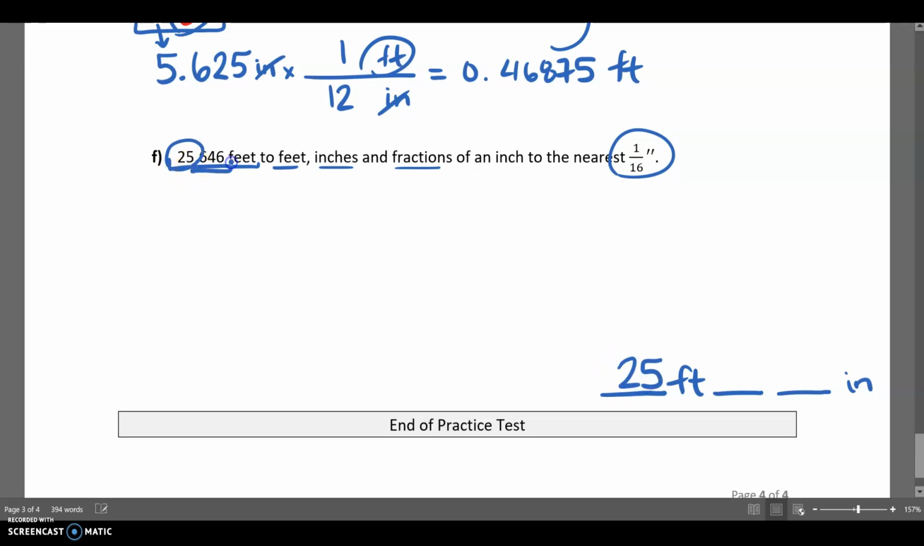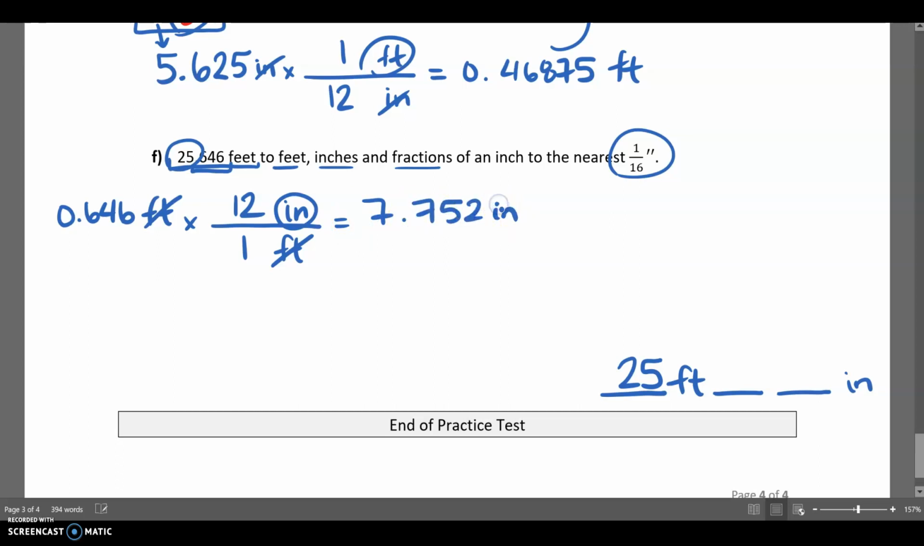I need to take the decimal portion, 0.646 feet, and determine the number of inches. So I'm going to do unit conversion. In my fraction, feet will be on the bottom to cancel out, inches on the top. There are 12 inches in 1 foot. Units of feet cancel. This will tell me how many inches I have. 0.646 times 12 is 7.752 inches. This tells me that I have 7 whole inches, so I can add that to my answer, 25 feet and 7 whole inches.